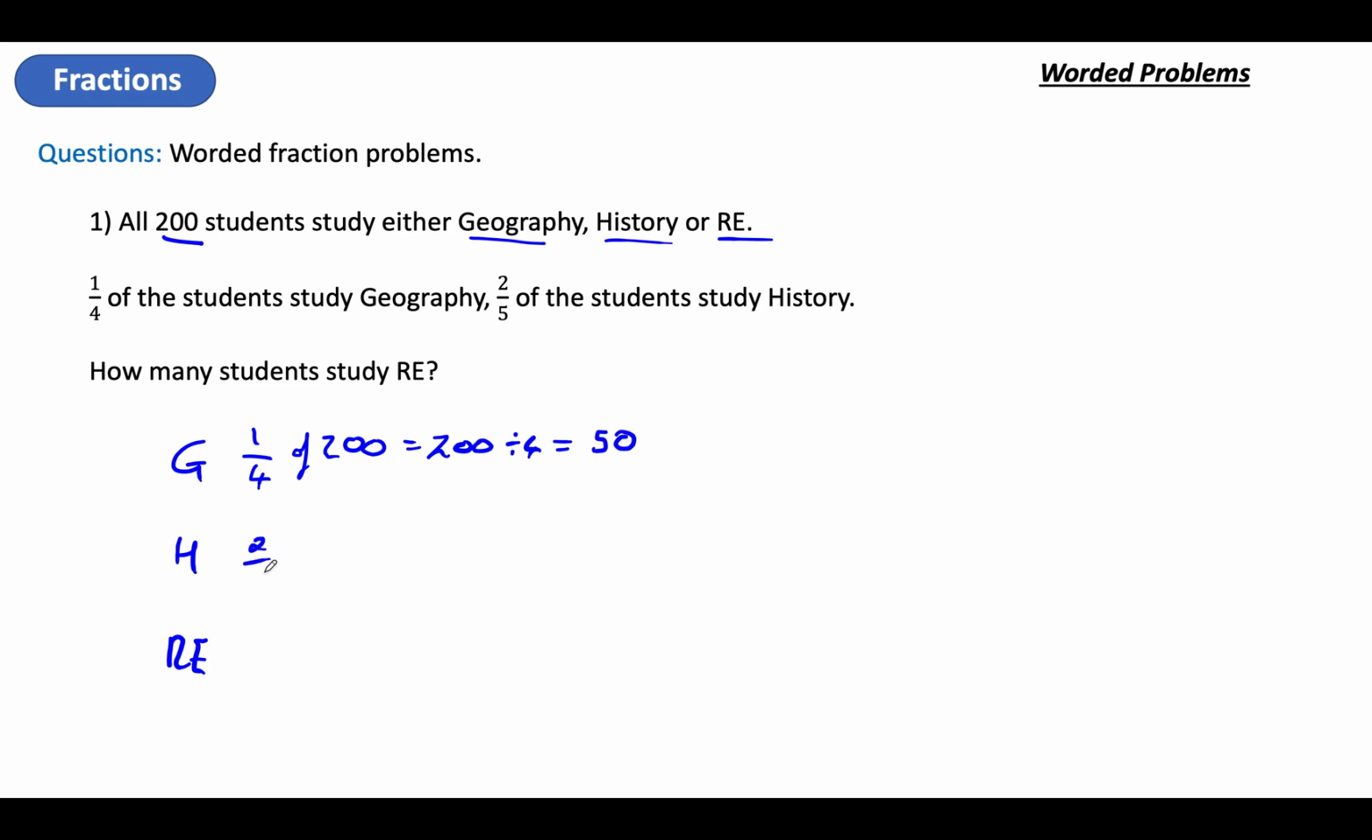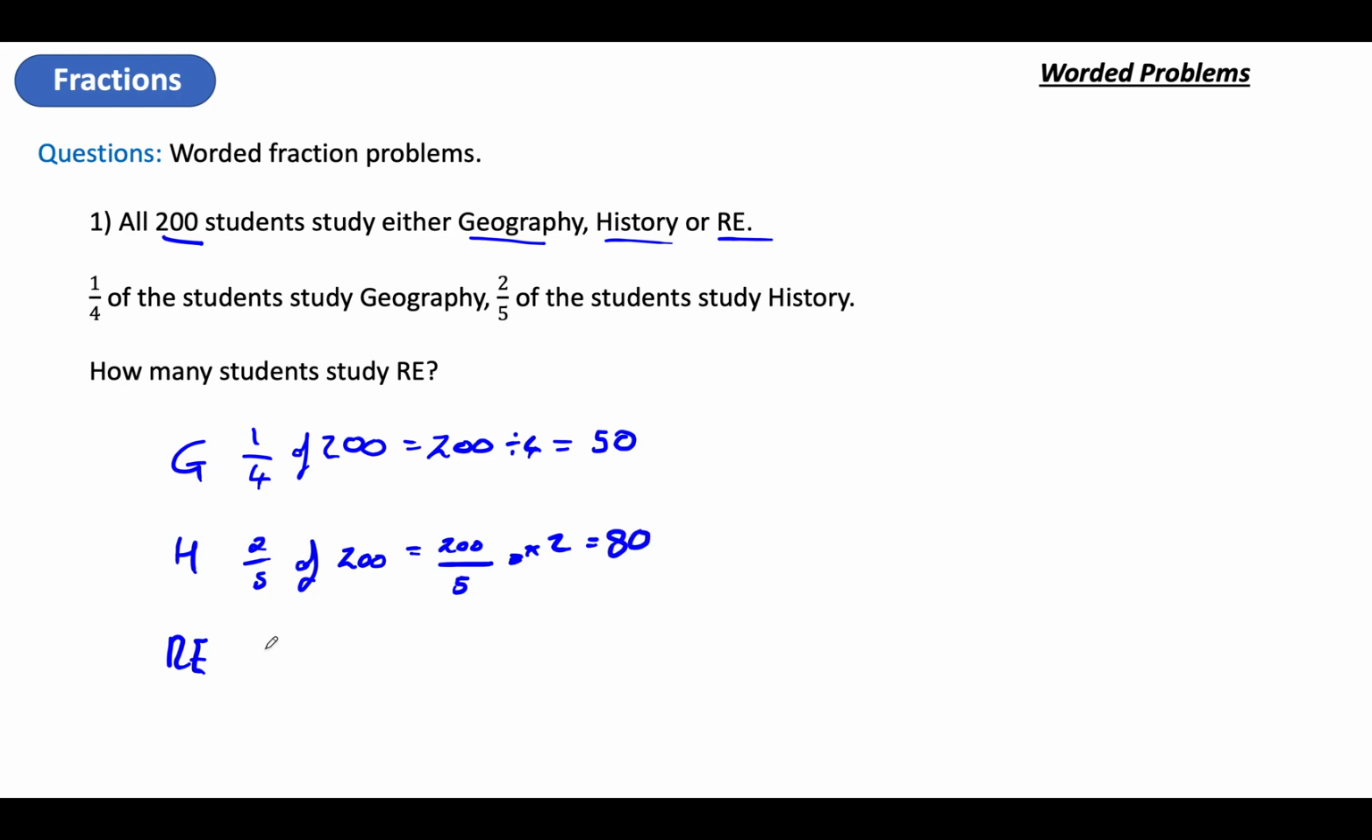And then there are 2/5 of the students, so 2/5 of 200 doing history. Now that means I need to find 1/5 first of all. So I need to do 200 divided by 5. But then I want 2/5, so I need to times that by 2. So I find 1/5 by dividing by 5 and then times it by 2. Well, how many 5s go into 200? Well, that will be 40. And then times that by 2 is 80. So 80 people do history.